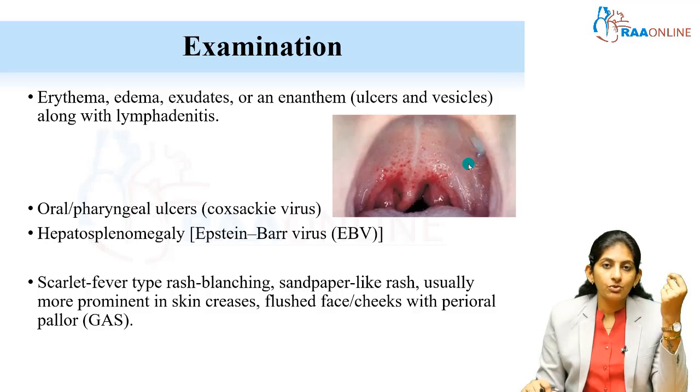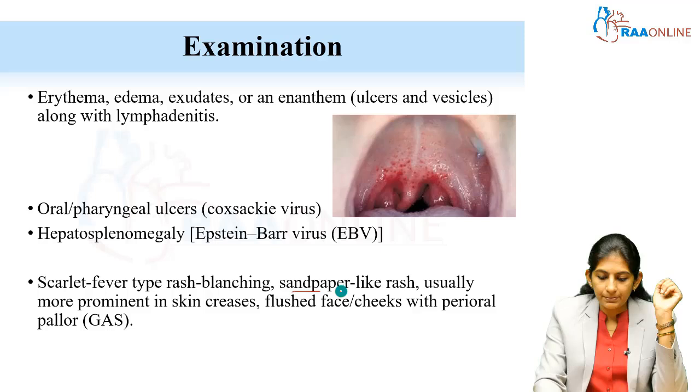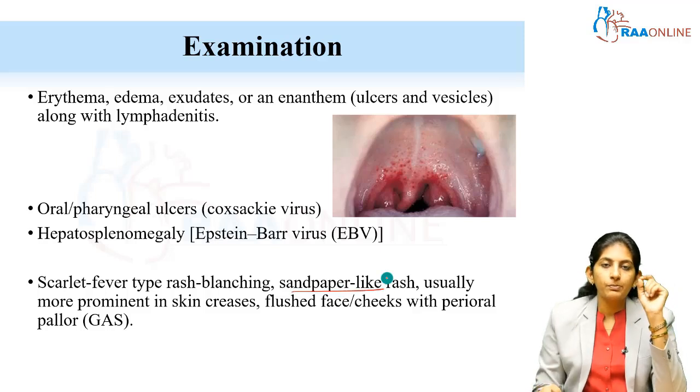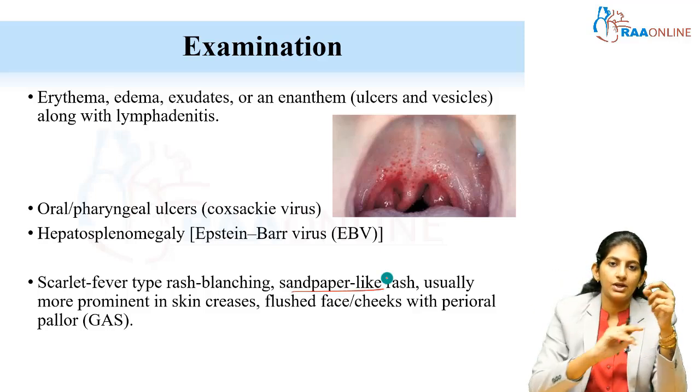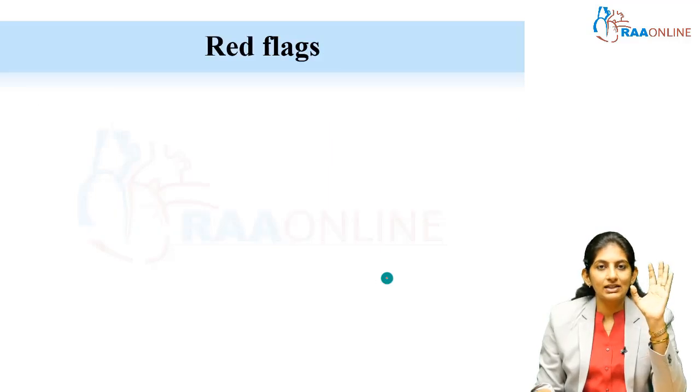Group A streptococcal involvement causes scarlet fever. A complete presentation of scarlet fever will have a rash. The typical rash of scarlet fever is a sandpaper-like rash, more prominent in the creases. Okay, more prominent in the creases. The child will have a flushed face with perioral pallor. This is most commonly seen in group A streptococcal scarlet fever.